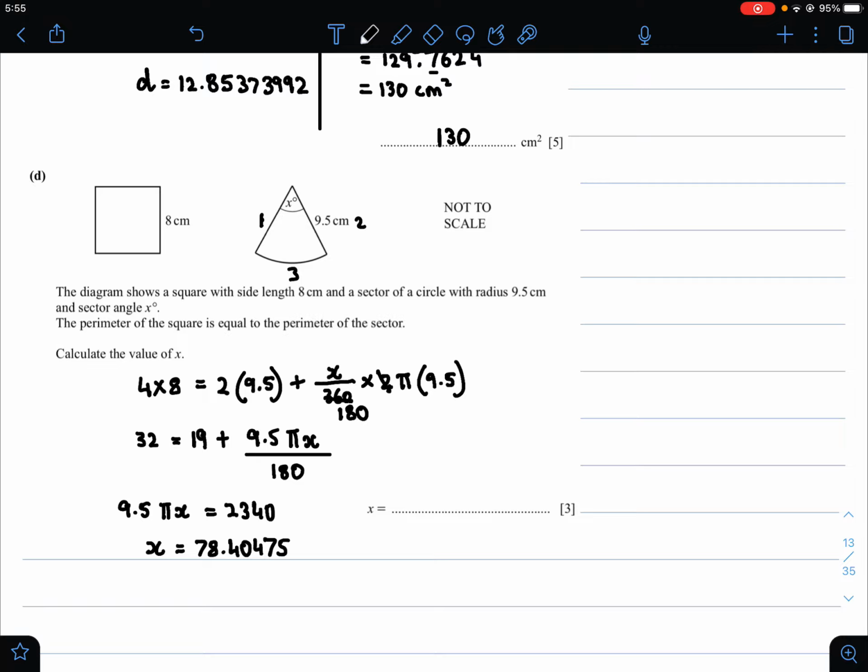So that would be 78.40475. And again, since you need your answer in 3 significant figures, the fourth significant figure, which is 0, is also lesser than 5, will not round off the third significant figure, and therefore your final answer for part D would be 78.4 degrees.